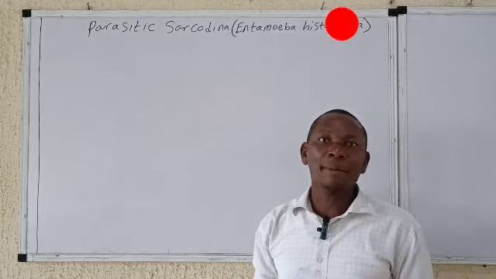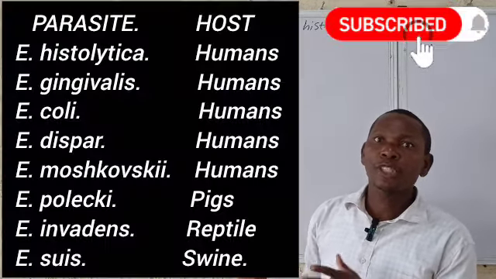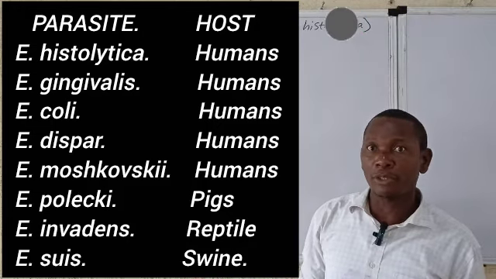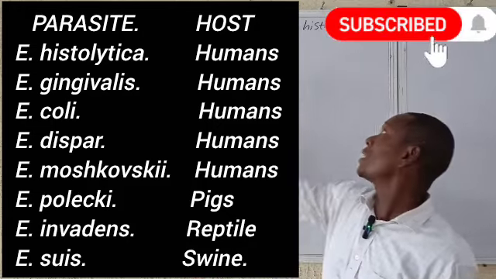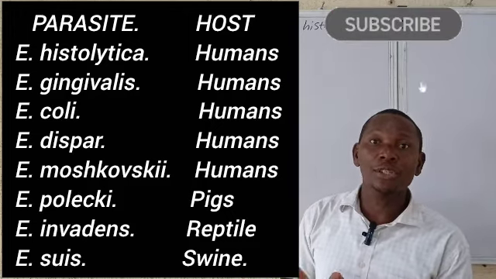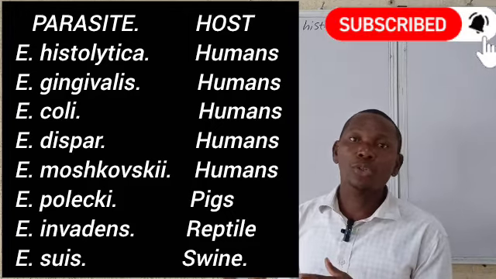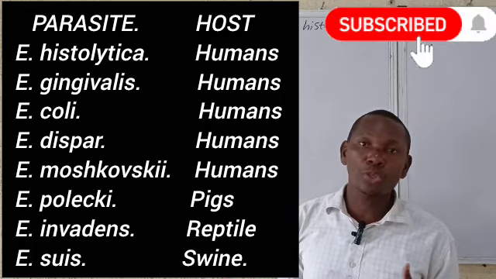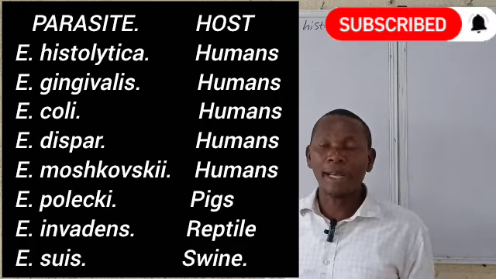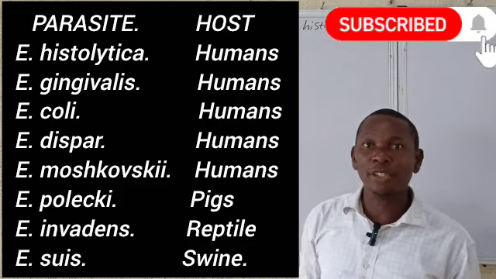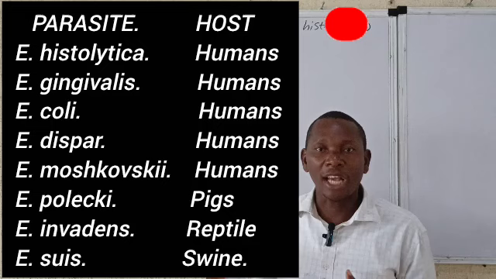So let's now narrow down to Entamoeba histolytica. Note, before we talk about the Entamoeba histolytica, various species of Entamoeba and their host is being displayed on the board. Please take note of that. You know that the Entamoeba histolytica is the parasite, while the host is actually the man, humans. Then we also know that Entamoeba coli is a parasite. The host is also humans or man. The same applies to gingivalis.